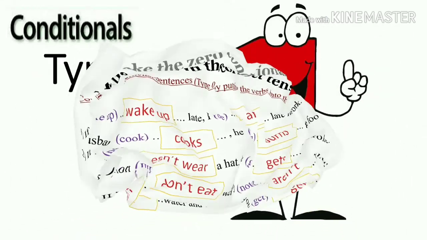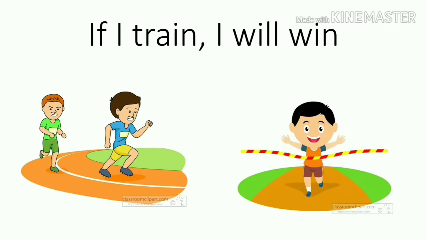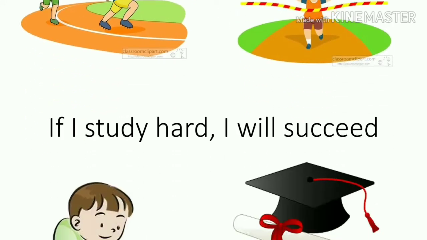Let's move to conditional type 1. If I train, I will win. So the condition is training, the result is winning. The result will happen in the future. That's why we use the future tense. If plus verb in the present, comma, will win, that's the verb in the future.